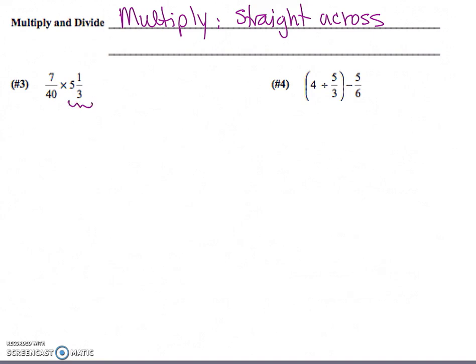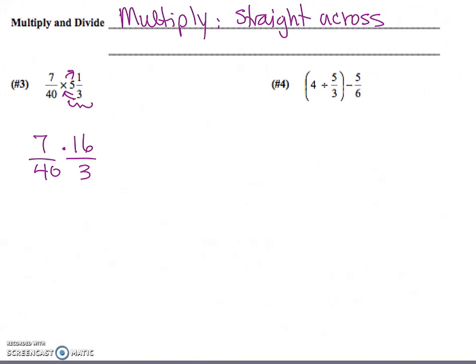Notice we've got a mixed number, so we need to change that to an improper fraction. Remember, you do the denominator times the whole number and add the numerator. So this is going to be 3 times 5, which is 15, plus 1, which is 16. So this is going to be 16/3, and then here I've got 7/40. Okay, now I'm going to do a little bit of reducing up front. I like to reduce before I multiply versus after.